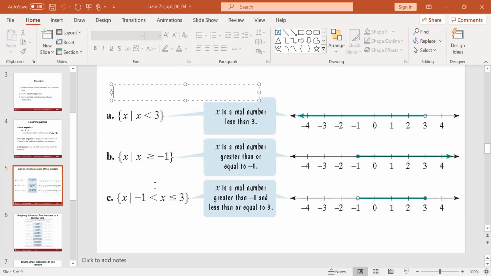This is literally saying all x, all values of the variable x, such that, so that vertical bar here is just saying such that, or it's giving the conditions. x is less than 3. All real numbers less than 3. So when you go to graph that on a number line, you're going to actually use shading.